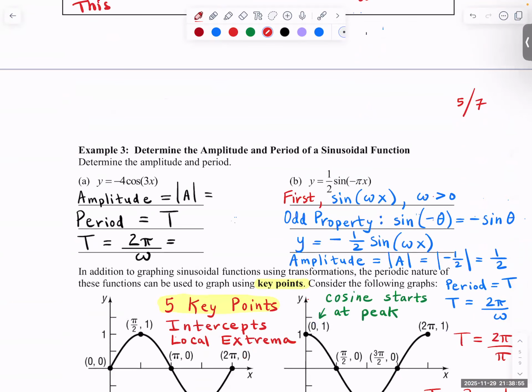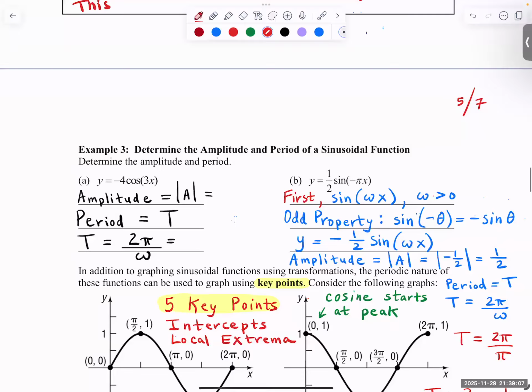Example 3, determine the amplitude and period. In part A, y equals -4 cosine of 3x. The amplitude is the absolute value of the coefficient A, which is going to be the absolute value of -4. So the amplitude is 4.